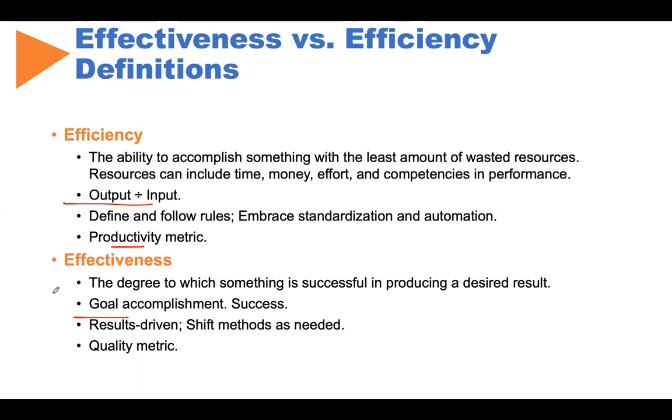Effective organizations are results driven, and they change methods as needed. They change processes as needed. Effectiveness is a quality metric. So when we are talking about effectiveness, it's about doing the right things and hopefully in the right way and at the right time.